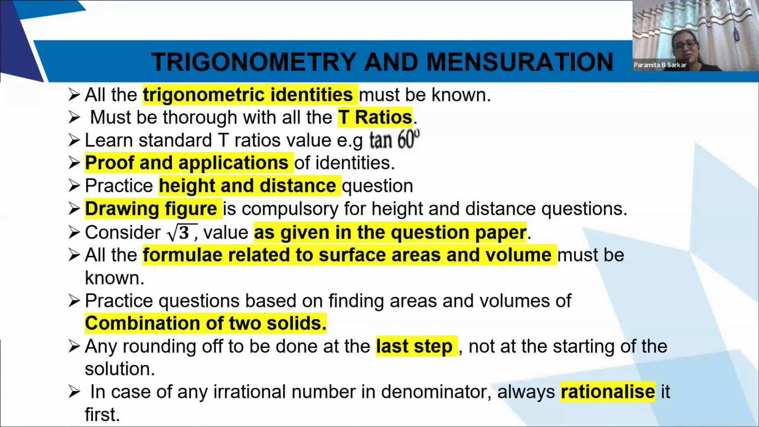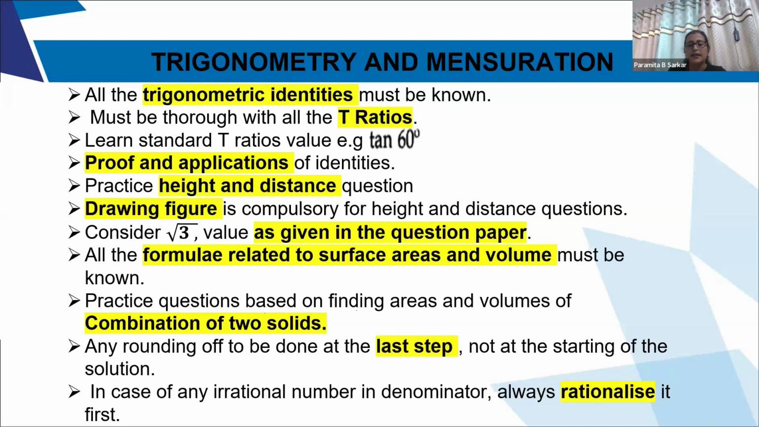Next, trigonometry and mensuration. As you have seen in the course structure, a lot of weightage has been given to both these chapters, trigonometry and mensuration. For trigonometry, knowing the trigonometric identities is a must, so you have to practice. In your grade 10 syllabus only three identities have been given. There are no more identities. So these three identities you have to practice again and again. You must be thorough with all the t ratios. There are 6 t ratios. Make sure you know all the t ratios and their values from 0 degrees till 90 degrees. So the table of the degree measurements, you have to be thorough with this.